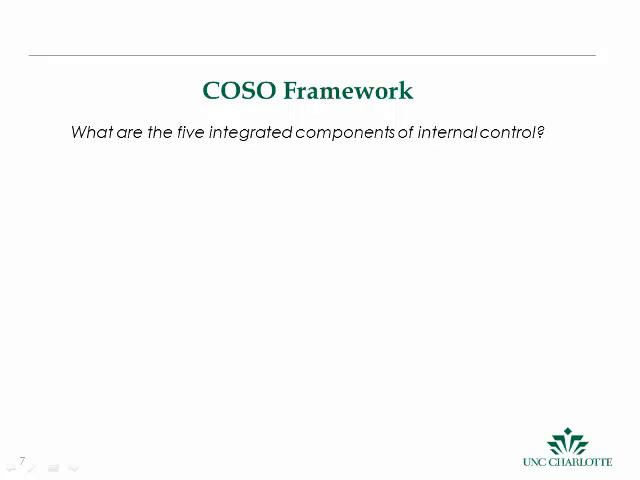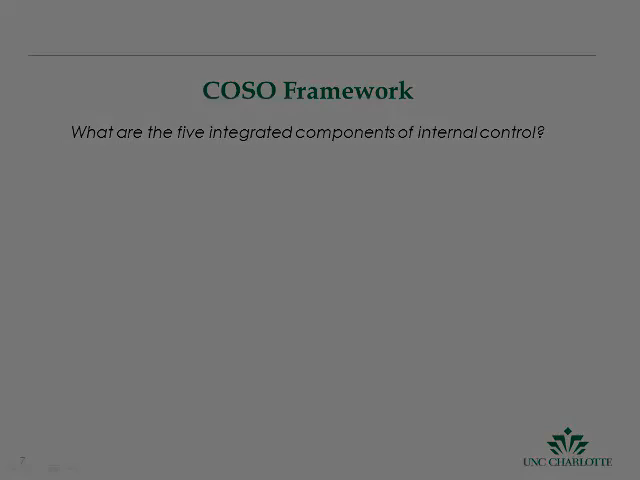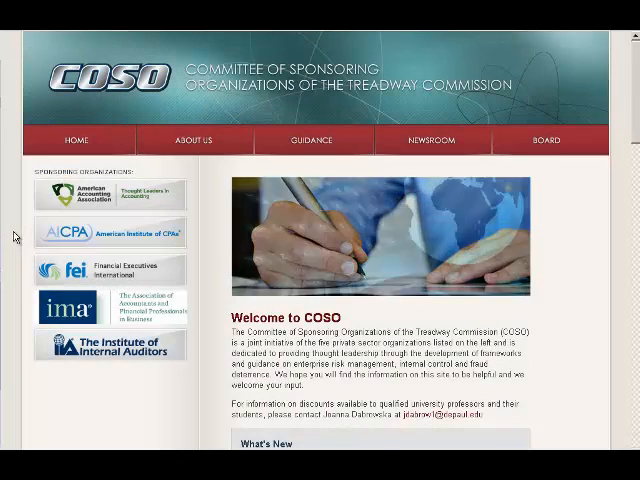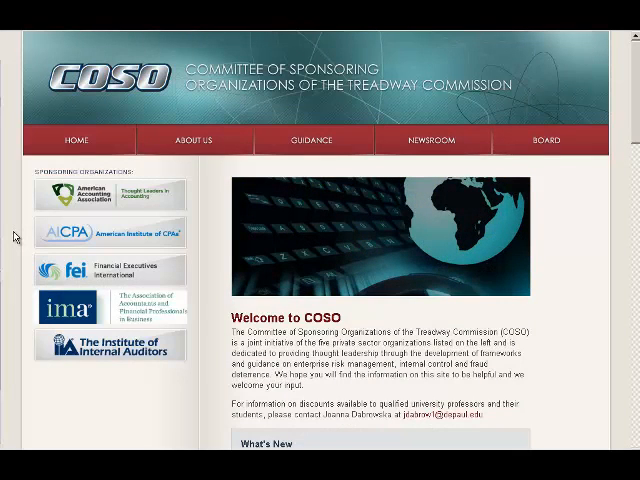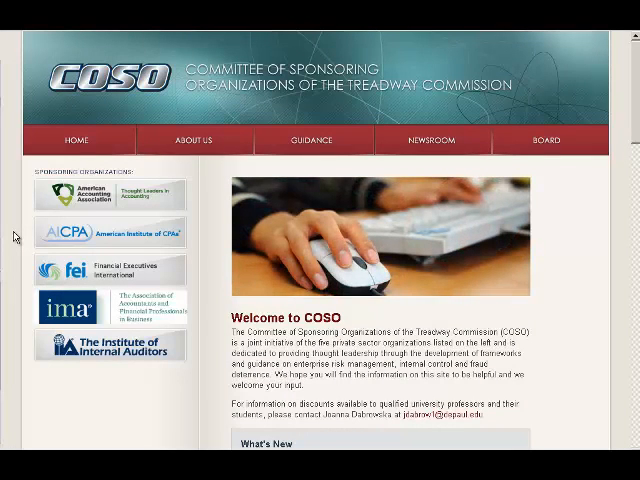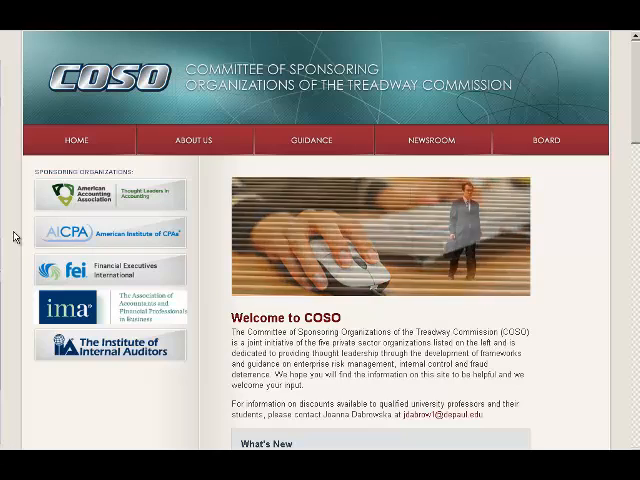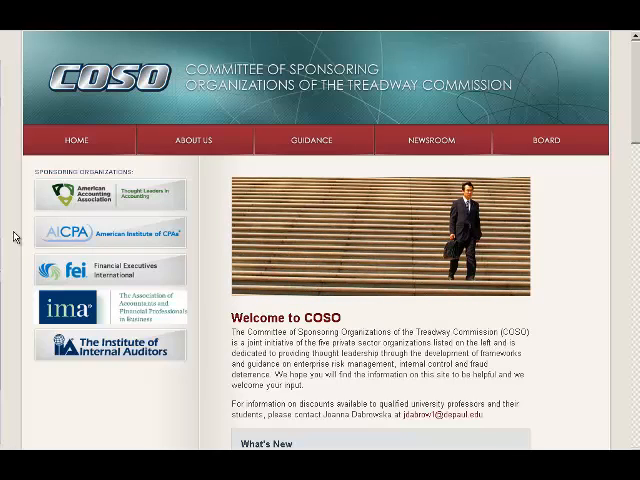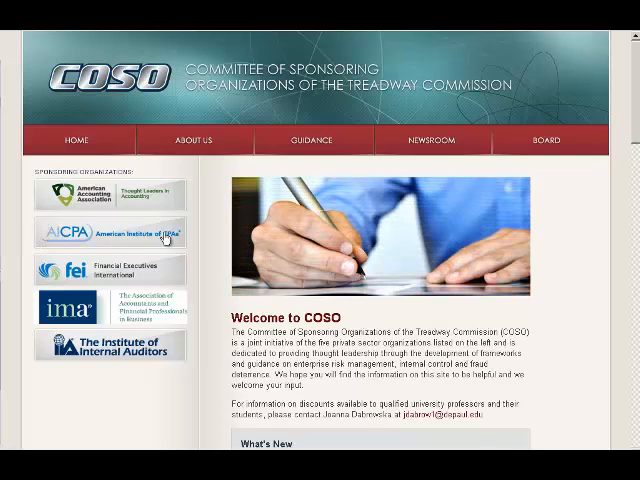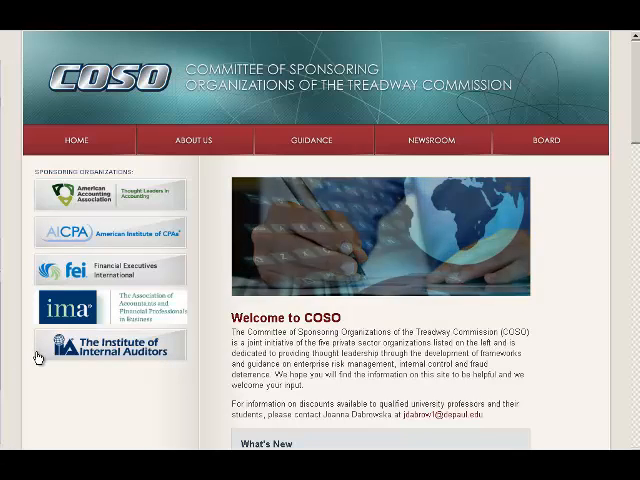We'll talk about the COSO framework and the 5 integrated components of internal control that it highlights. First, what is COSO? COSO stands for the Committee of Sponsoring Organizations of the Treadway Commission. COSO is a joint initiative of 5 organizations, including the American Institute of CPAs and the Institute of Internal Auditors.